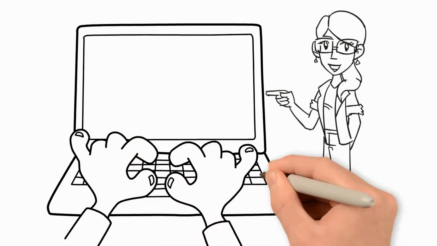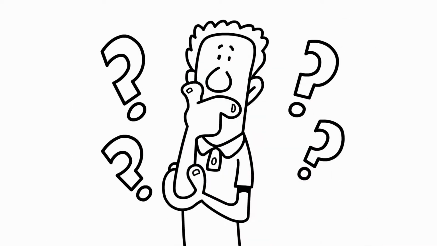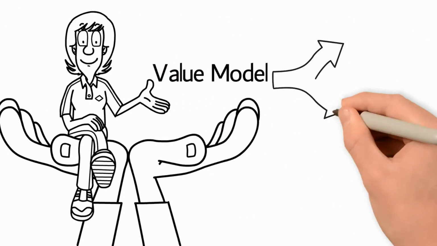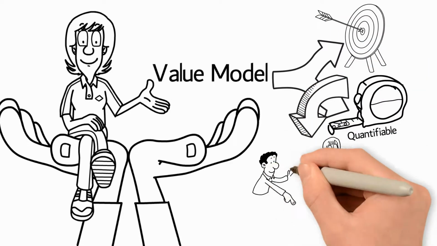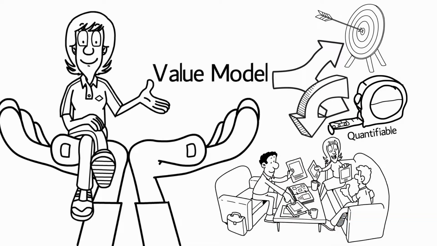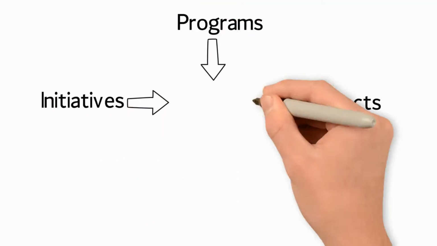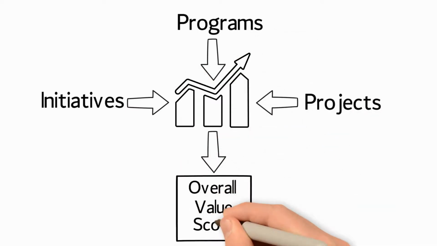This animated video will introduce you to the model and its main features. To begin, what is a value model? A value model uses objectives and quantifiable measures that represent the values or preferences of key stakeholders and decision makers. Initiatives, programs, and projects are scored against the measures and the scores rolled up into an overall value score.